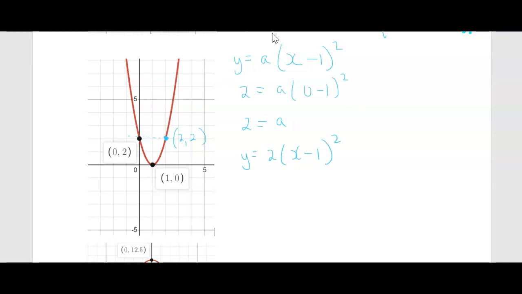Now that is both in factorized form and in turning point form. And you can kind of see that the quadratic x squared has shifted across 1. It hasn't been shifted up or down, it's just gone across 1, and it's also been dilated. All right, last one.